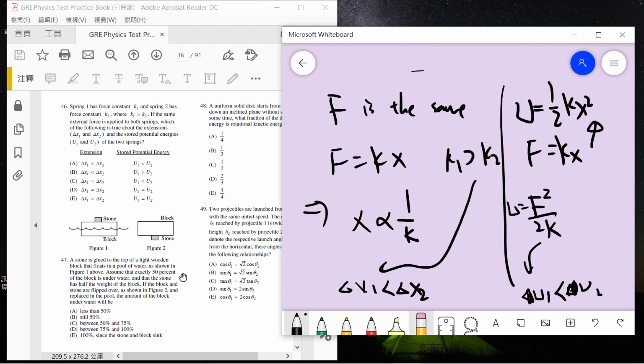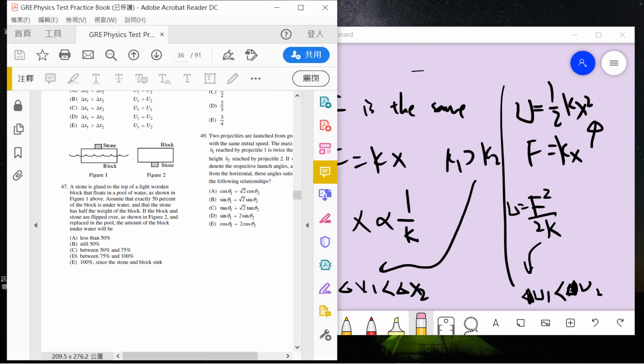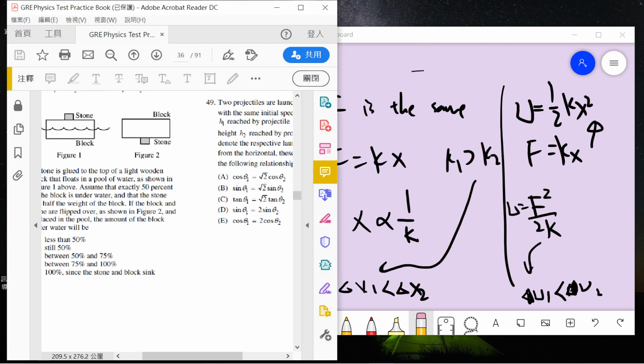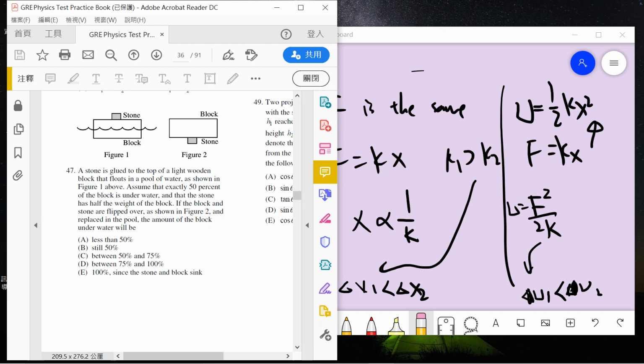Okay, 47. So basically there is a stone glued on top of a light wood block. On the left hand side there is a stone, on the right hand side there is a stone, and then he flips it and asks about the amount of the block that is under the water.